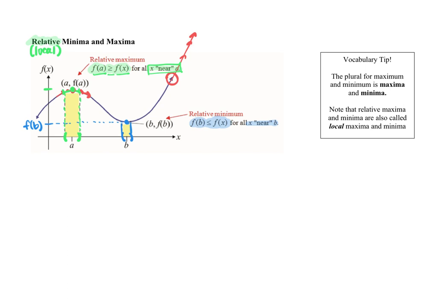We see that this y value is less than or equal to all of the other y values around it. So again, if you're just in the little neighborhood here around x equals b, you can see that f(b), that y value, is less than or equal to the y values around it, and that's what makes us have a relative minimum, also called a local minimum.